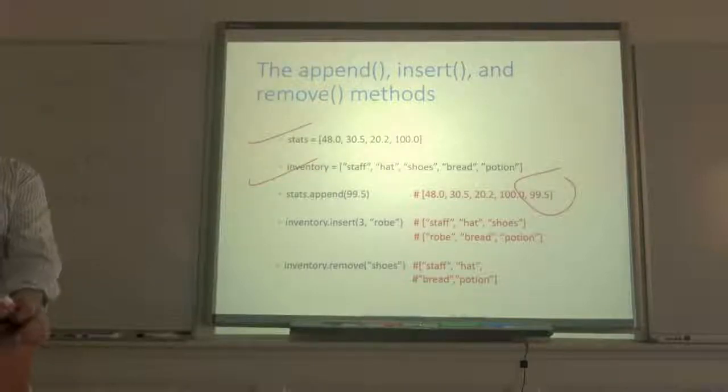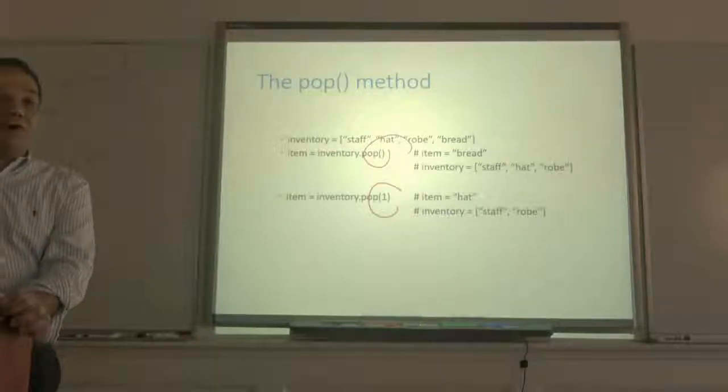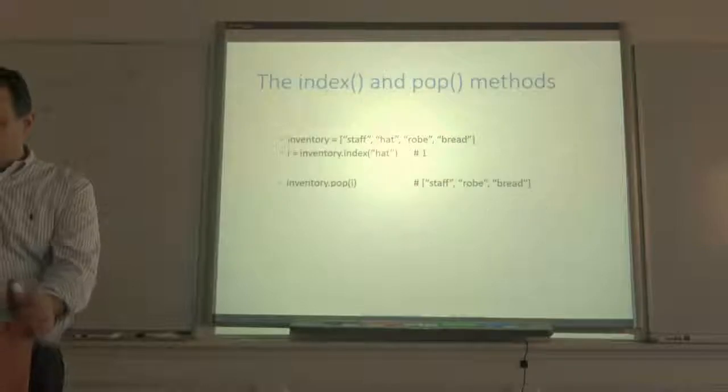If I do, for example, insert at location 3, so this is 0, 1, 2, where is the 3? In here. So it will insert it for you. Remove, what does remove do? Remove a value. Pop, with no value, will remove the last one. If you specify an index, it will remove the value at that index. Great.